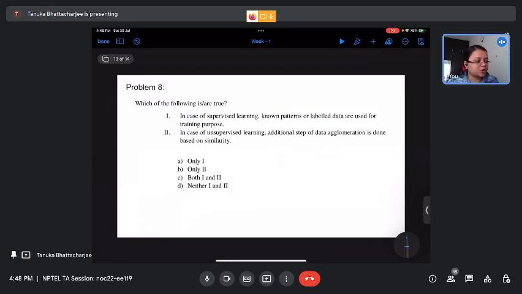The next problem that we have is on the learning aspect. Which one of these 2 statements is true, that you need to guess. The first statement is, in case of supervised learning, known patterns or labeled data are used for training. And the second statement is, in case of unsupervised learning, an additional step of data agglomeration is done based on similarity. We will have to tell which one of the following is true. So any guesses?